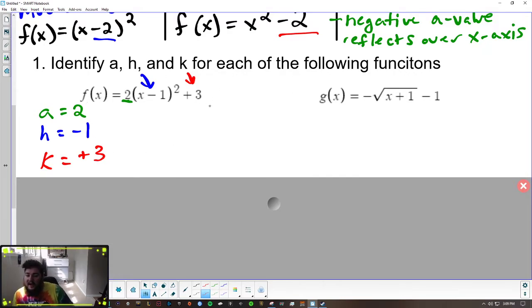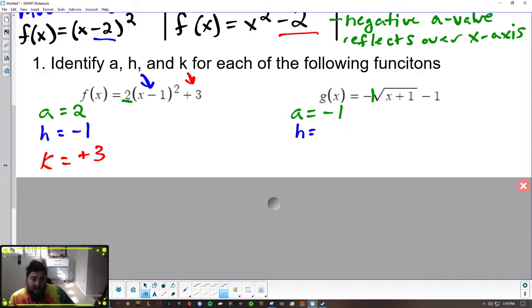And this function has all 3 of them. It's possible they have none of them, 1 of them, 2 of them. Sometimes they might have all 3. So let's look at our second example, A value. If I look in front of the graph, I do have a negative, which means I do have an A value because there's an invisible 1 in front of this negative sign. So my A value is -1.